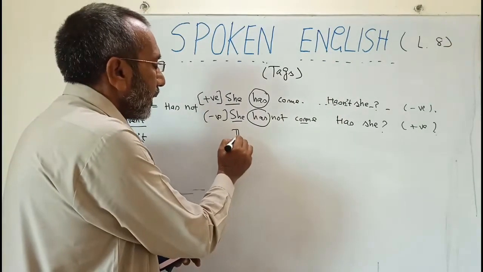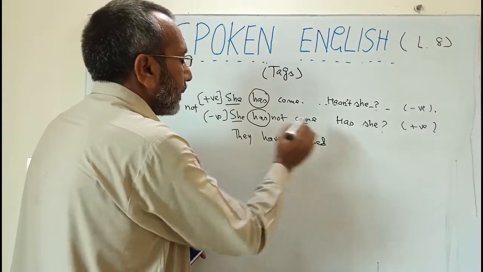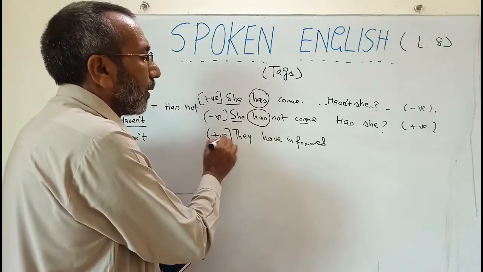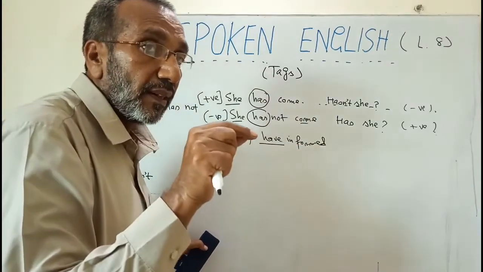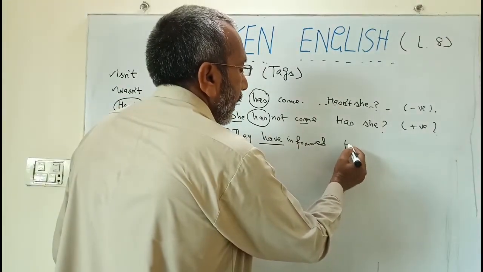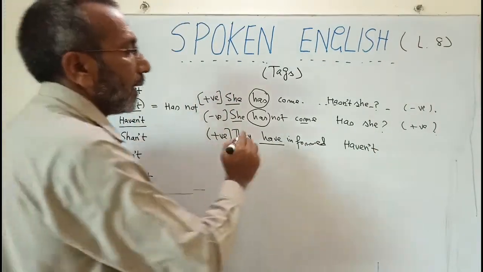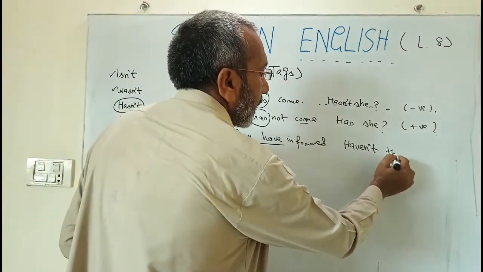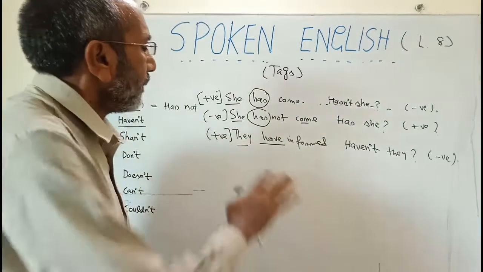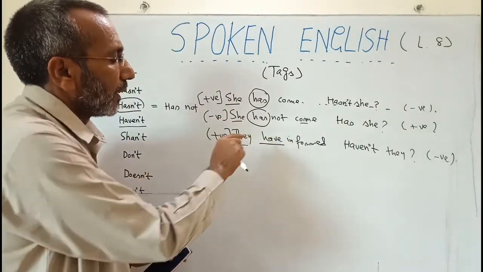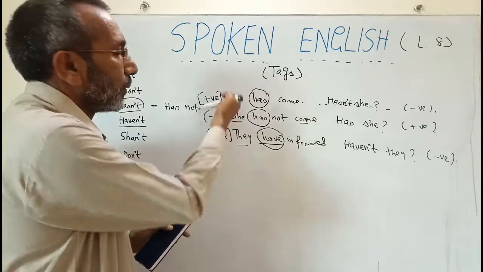So if I say they have informed, and you want to confirm this, the sentence is positive, so the tag must be negative. How would you say it? Have, haven't. This is right, have not actually. Haven't, and then add the subject, haven't they. Clear? The sentence is positive, the tag is negative. We have to keep in mind that whichever auxiliary or helping verb is being used, we start with that and then add the so-called subject.